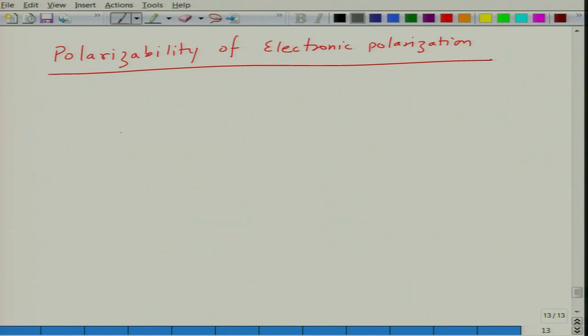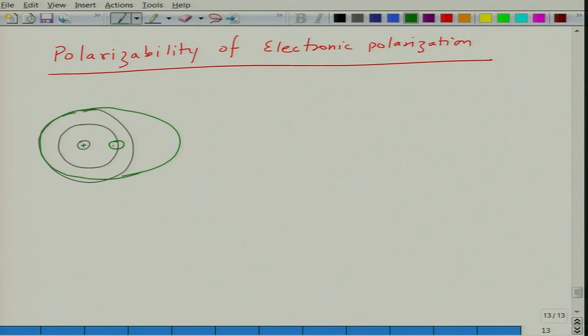So let's first make a simple picture. We have a nucleus which is of some charge, and then the center of the nuclear charge. So these are a variety of orbitals. And let us say we apply an electric field so that this positive charge and the negative, the sort of electron cloud, gets shifted a little bit in this direction, and as a result the center of this charge is now, so this is, you can say, the center of electron cloud.